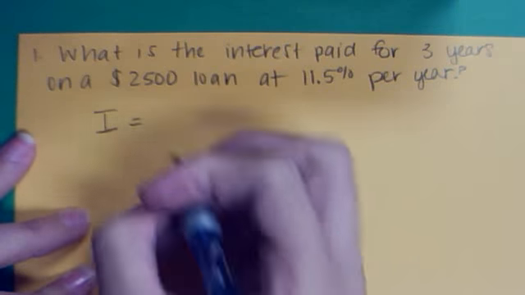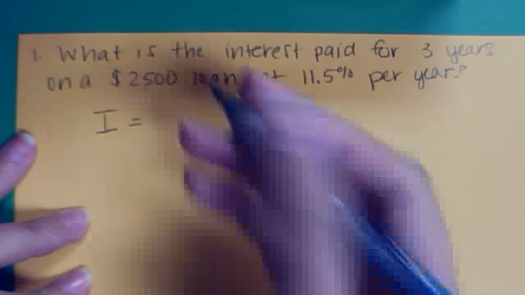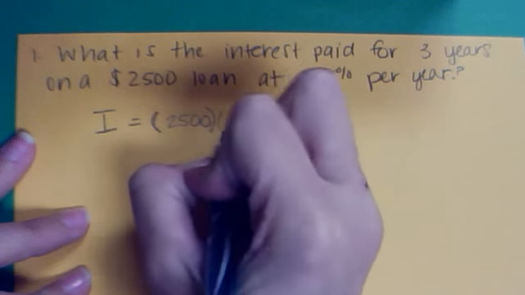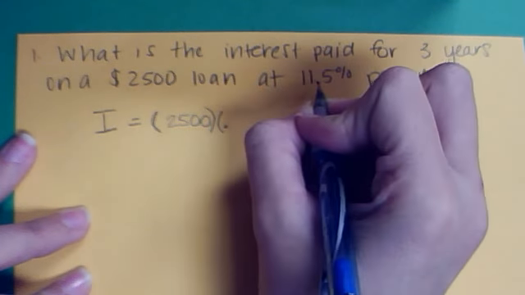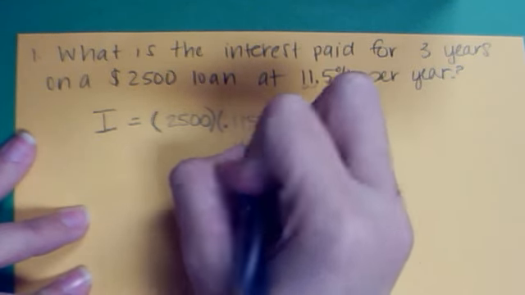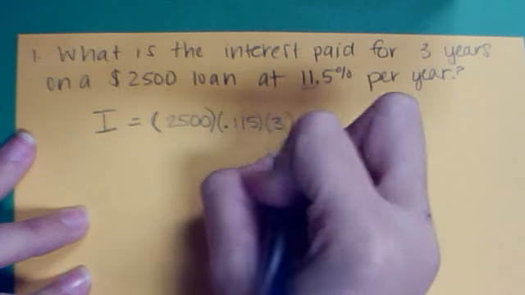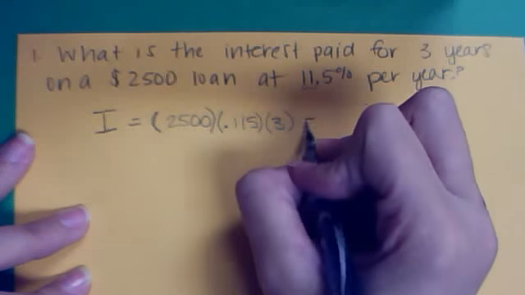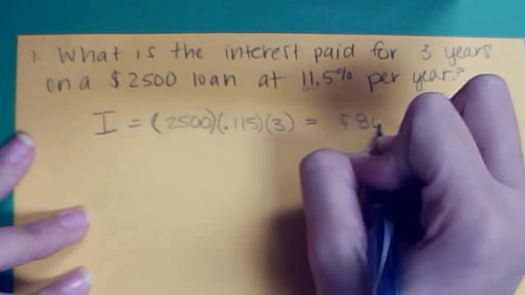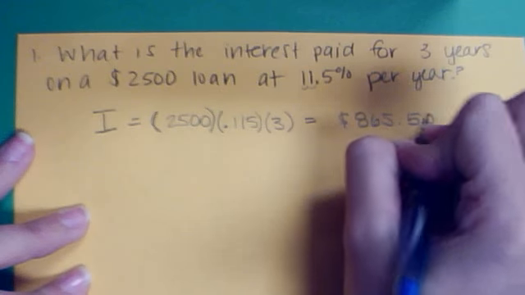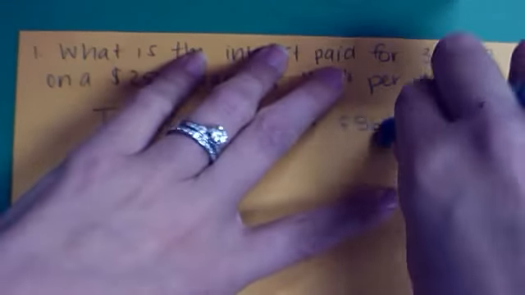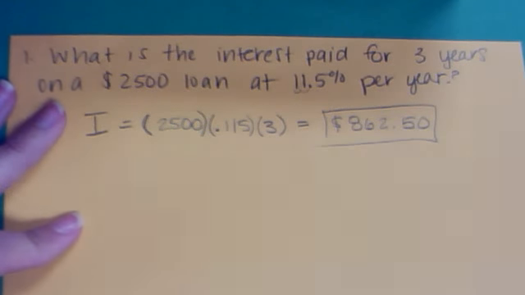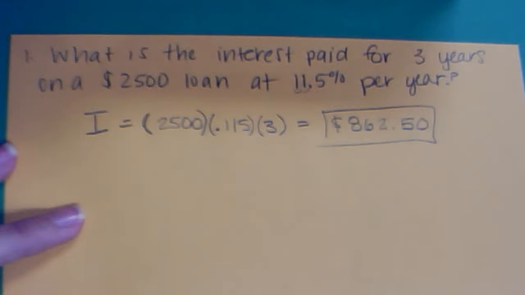To do that, we're going to multiply the principal, the amount we invested or the amount we borrowed, which was $2,500, times the rate. You have to make the rate a decimal, so move it over 2 places, 0.115, times the time, which is 3. And remember, if it's in years, we're good to go. Then put that into your calculator, and you should get the interest, which is $865.50. And actually, I'm sorry, that's $862.50. And that's our final answer for the amount of money that we have in interest.